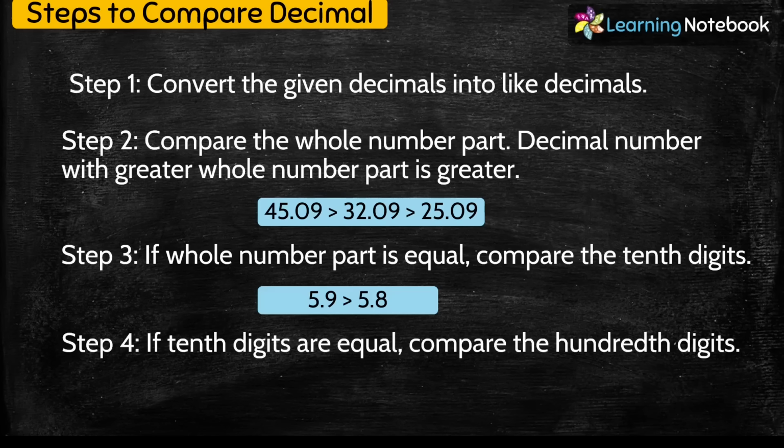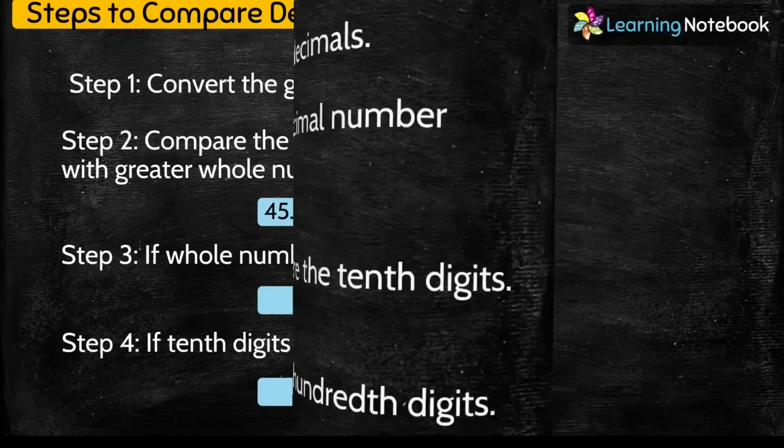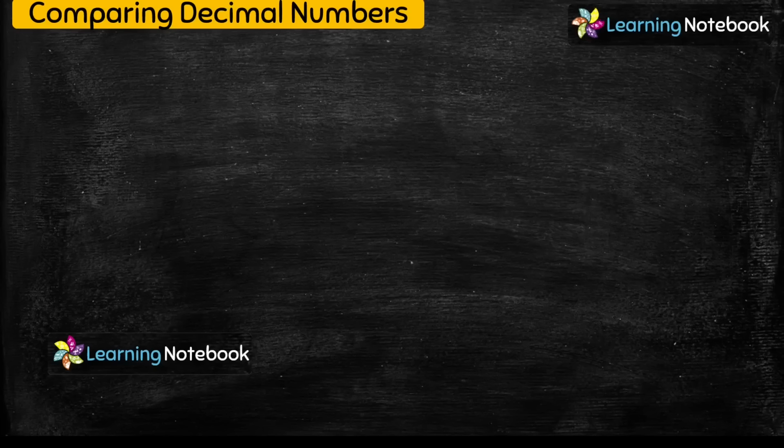Step 4 is if 10th digits are equal, compare the 100th digits. For example, 5.98 is greater than 5.92. So now students, we have learned all the steps. So let's use them to compare decimal numbers.